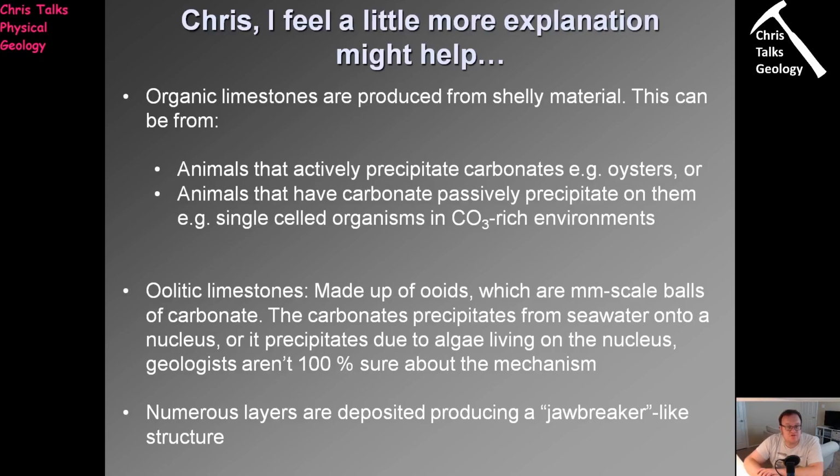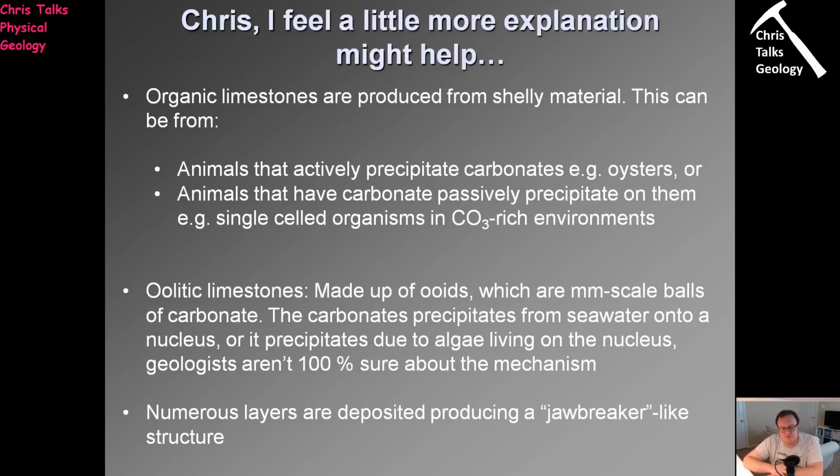So another situation is oolitic limestones, and these are made up of things called ooids, and they're little millimeter scale balls of calcium carbonate, and the carbonates are precipitated from seawater onto a piece of detritus. It could be a little bit of quartz or a little bit of shell. The calcium carbonate comes out of the seawater and precipitates onto that nucleus.